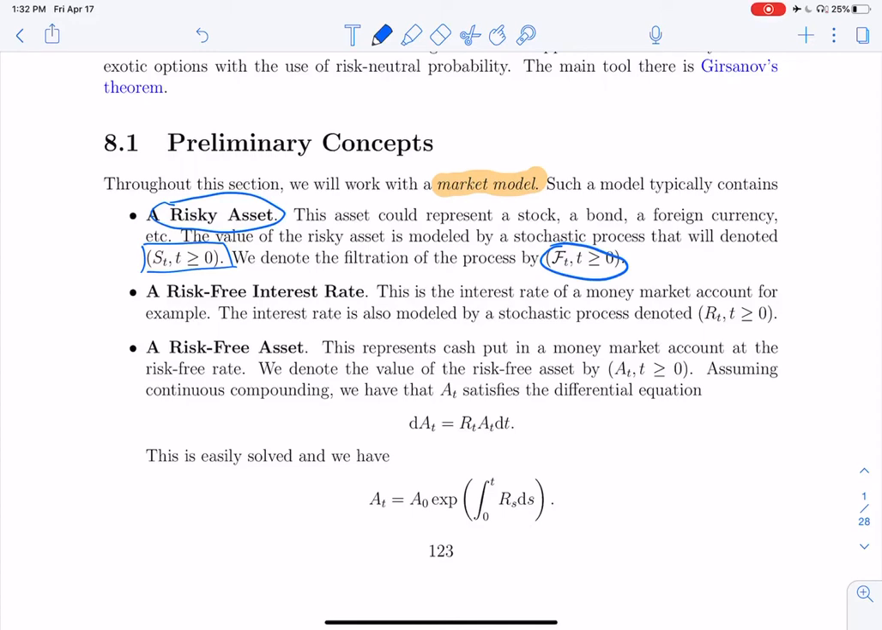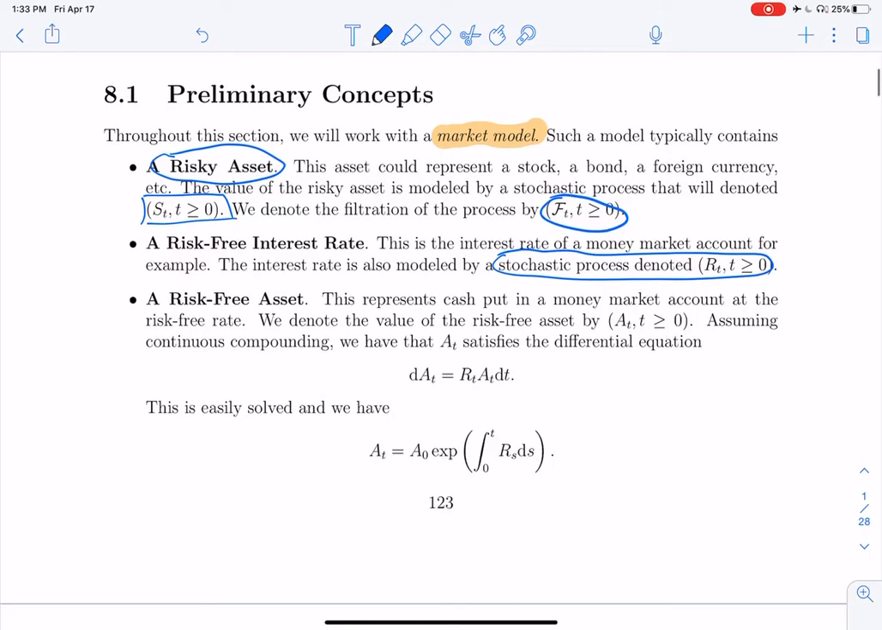We could complicate things and have many risky assets, but let's start with one. And then we have a risk-free interest rate. Think of it as the rate in the money market. That is also, in general, modeled by a stochastic process, R_t. With this interest rate, we have a risk-free asset. Think of it as putting your money in the money market with the risk-free interest rate.